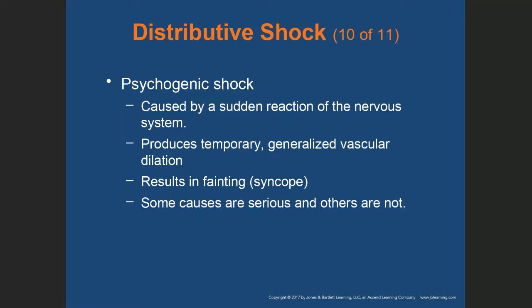So this temporary dilation causes the blood pressure to drop. The brain is not getting enough blood. The patient passes out. As soon as the blood flow returns to the brain, they wake up. That's it. That's psychogenic shock. So it's temporary. What is important for you to try and determine is the position.